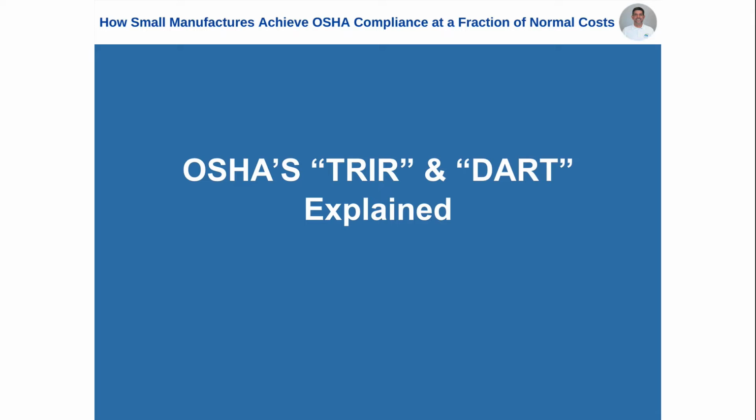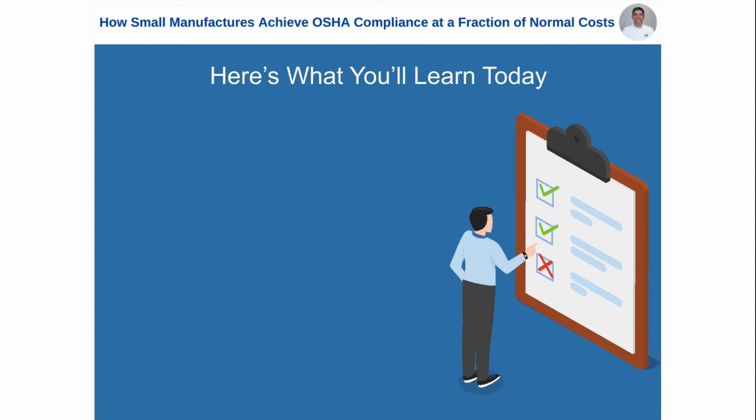All right, so with that said, let's go ahead and jump into this. So here's what you're going to learn today. #1, we're going to talk about the purpose of TRIR and DART. Then we're going to talk more in depth about the definitions of each and other terms that are relevant to that. And then we're going to talk about how to calculate each. So when you're filling out your OSHA 300 logs, there's formulas that you have to use to calculate each, and we're going to go into detail about that.